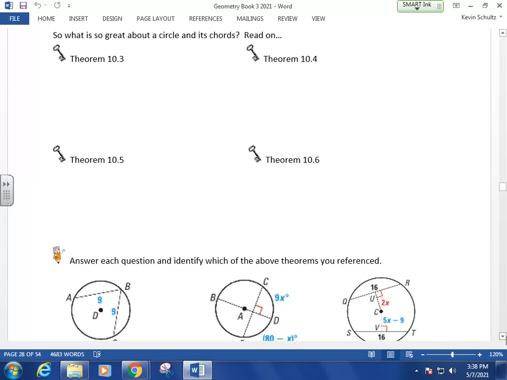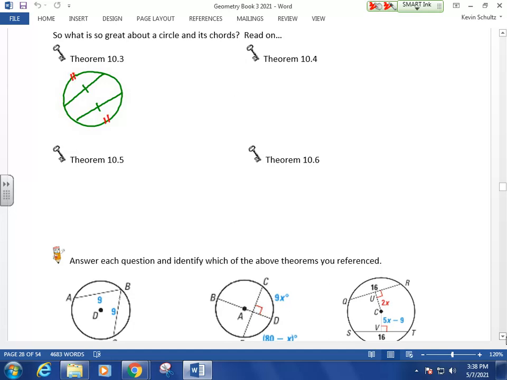Okay. Theorem 10.3 says that in a circle, if we have two congruent chords, looks like a basketball or a baseball maybe, in a circle, if we have two congruent chords, we can conclude that their arc measures are also congruent.